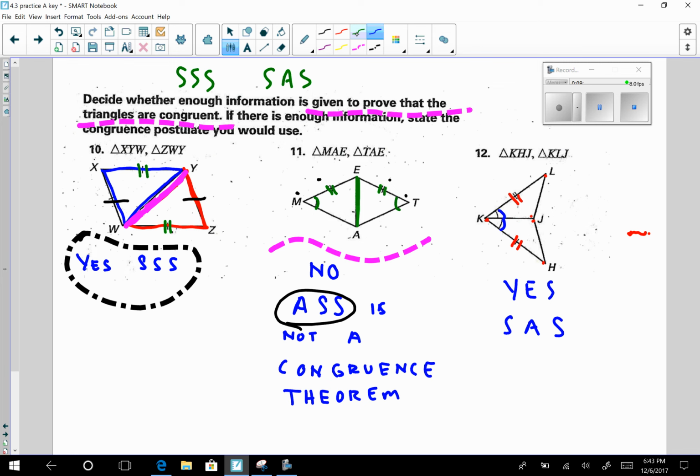And they do indeed share a side, KJ. And if I look, this fits one of the congruence theorems that we've talked about: a pair of corresponding sides congruent, a pair of corresponding angles congruent, and another pair of corresponding sides congruent. So these are congruent by the side, angle, side theorem. So at 10 we have a yes, 11 we have a no, and at 12 we have a yes.